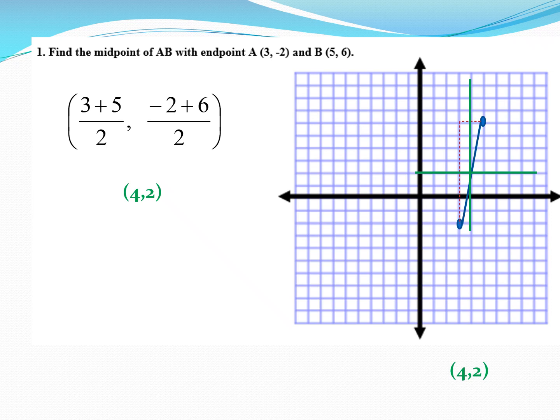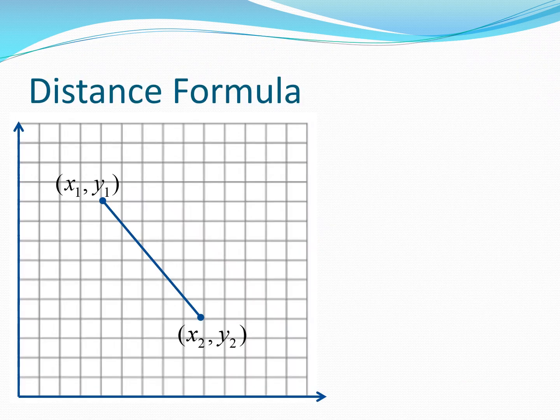The nice thing about the midpoint formula is that it has addition. So because of the commutative property, it doesn't matter which order you put your x's and your y's in. But your x's must go together, and your y's must go together. Moving on to the distance formula.